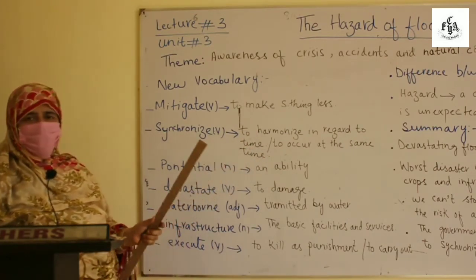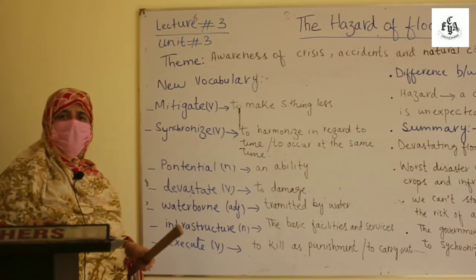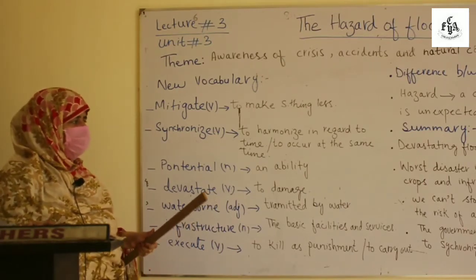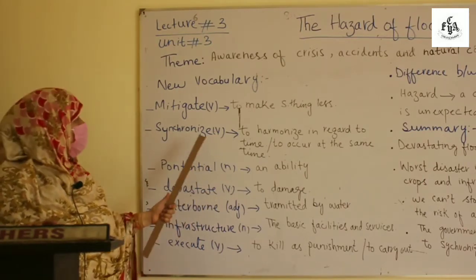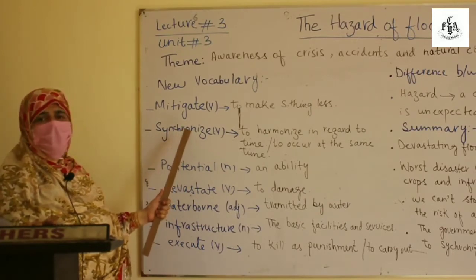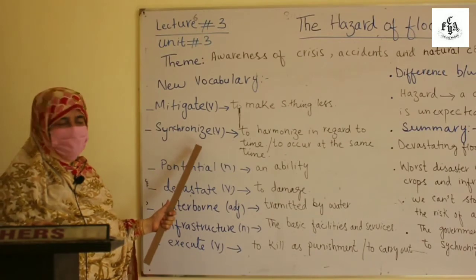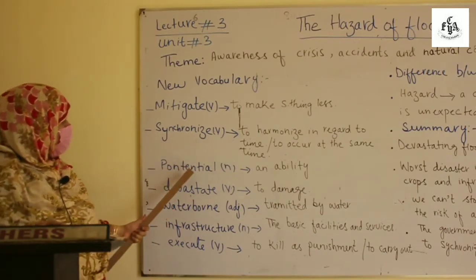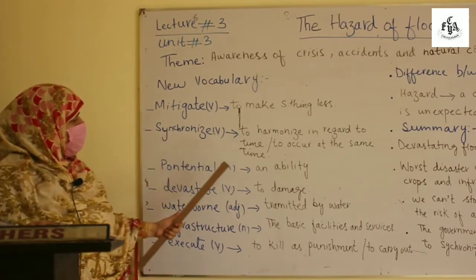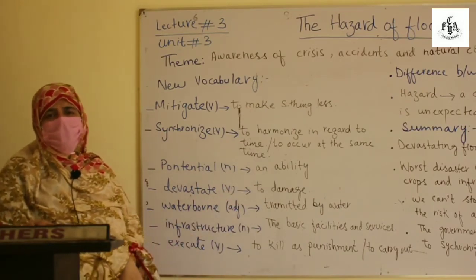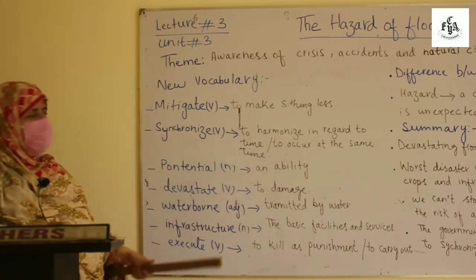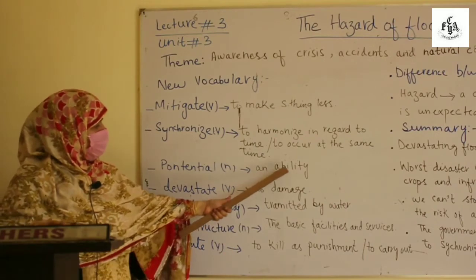So the government should work closely with the communities to synchronize all the efforts to mitigate the risk of any disaster. Now we are having potential. Potential is actually, he is having potential to do something great. He's having the ability to do something great.